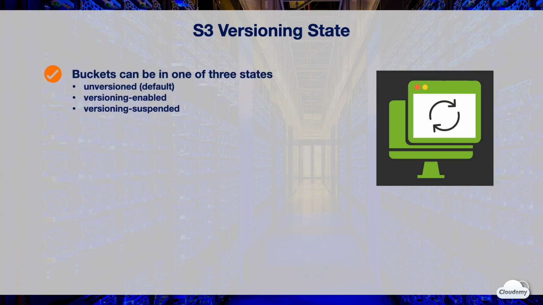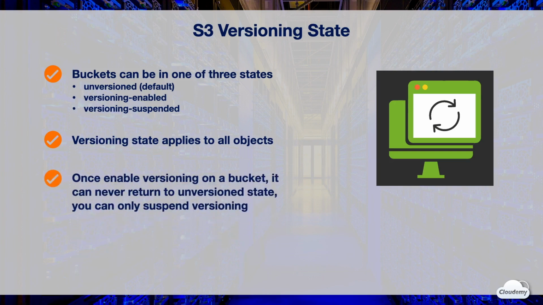An S3 bucket can be in one of three versioning states: unversioned by default, versioning enabled, or versioning suspended. The versioning state applies to all of the objects in the bucket. The first time you enable versioning, objects are thereafter always versioned and given a unique version ID. Once you enable versioning on a bucket, it can never return to the unversioned state. You can only suspend the versioning.